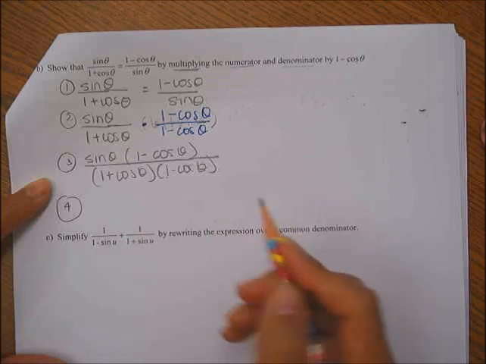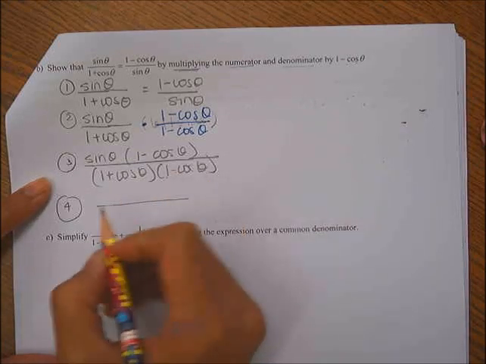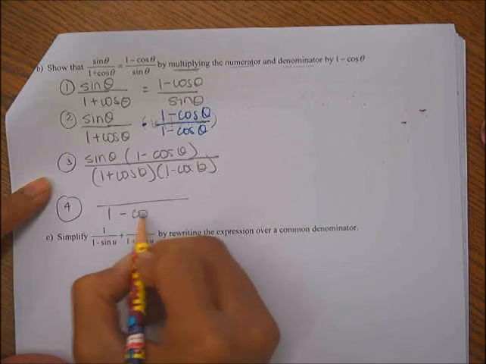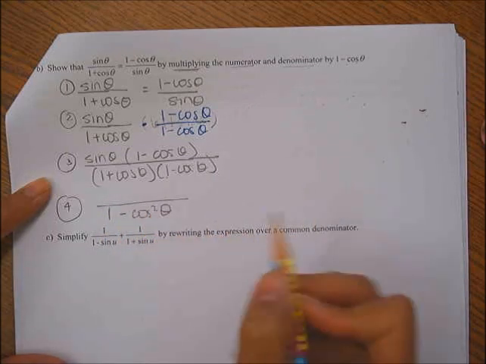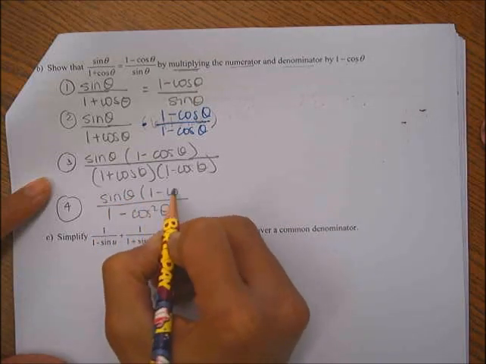Step number 4, if you look at this, these two are conjugates of each other. So when I multiply them, it's going to be easy. 1 minus cosine square of theta. And this becomes sine of theta times 1 minus cosine of theta.